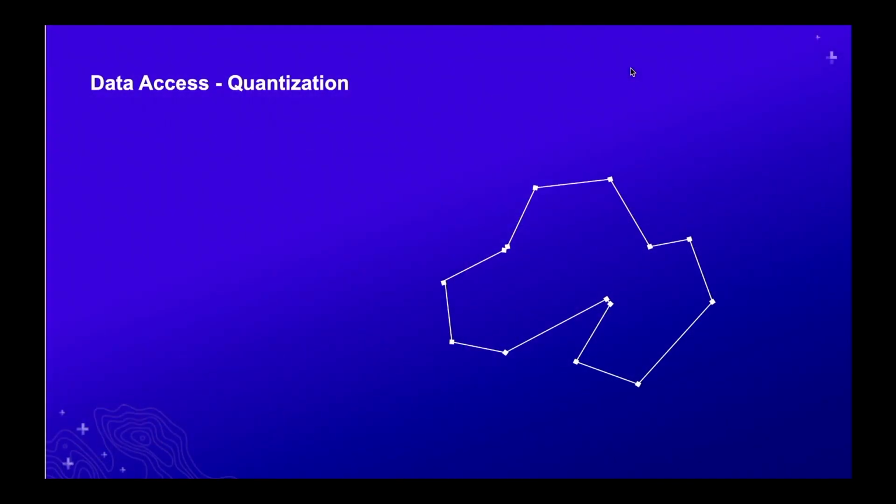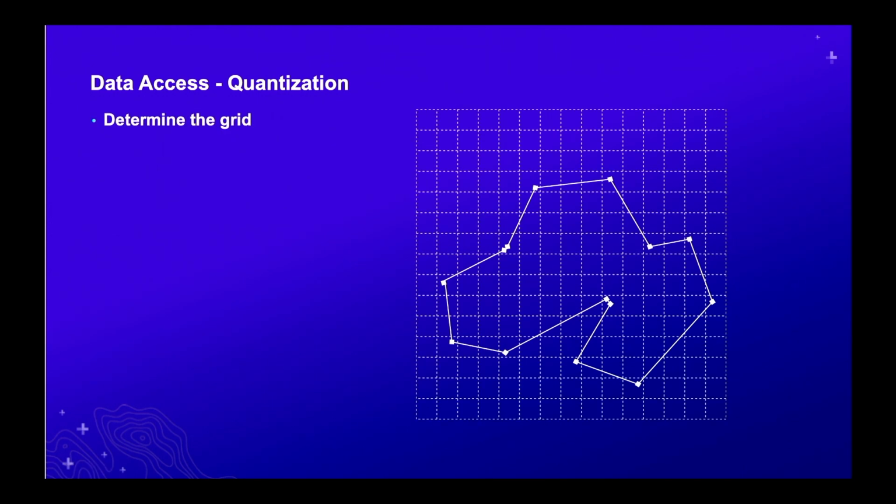So let's take a look at how it works. So we have this original geometry. It's a polygon. Notice that we have vertices that are close together. So the first thing we have to do is to determine the grid. The grid is defined by an extent and then a cell size. So concretely, when we use that quantization, the extent will be the tile extent, and then the cell size will be the resolution of the tile. So the resolution is basically the scale at which that tile will be visualized.